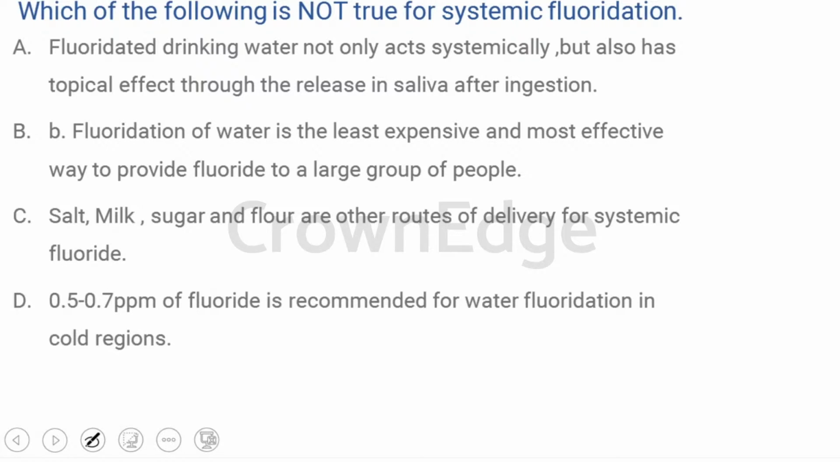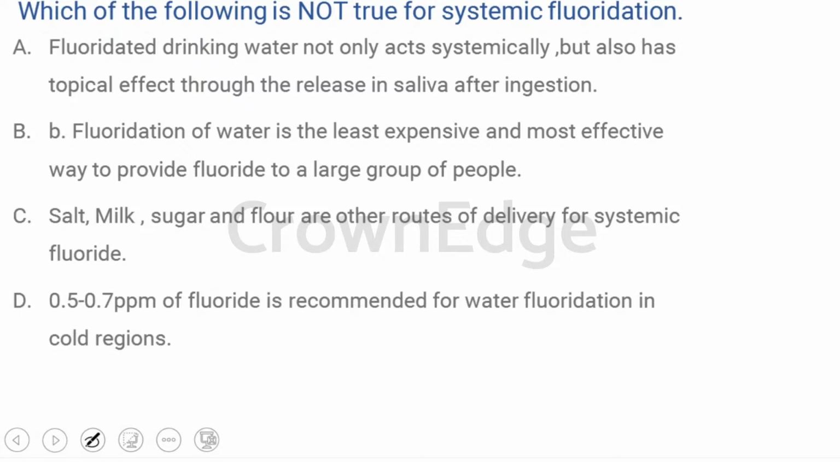Salt, milk, sugar, flour, these have all been recommended ways of delivery of systemic fluoride, although it is not widely practiced. So option D is the option which is not true here. 0.5 to 0.7 ppm of fluoride is recommended for water fluoridation in cold regions? No, 0.5 to 0.7 ppm of fluoride is recommended in warm regions. This is according to Richards et al.